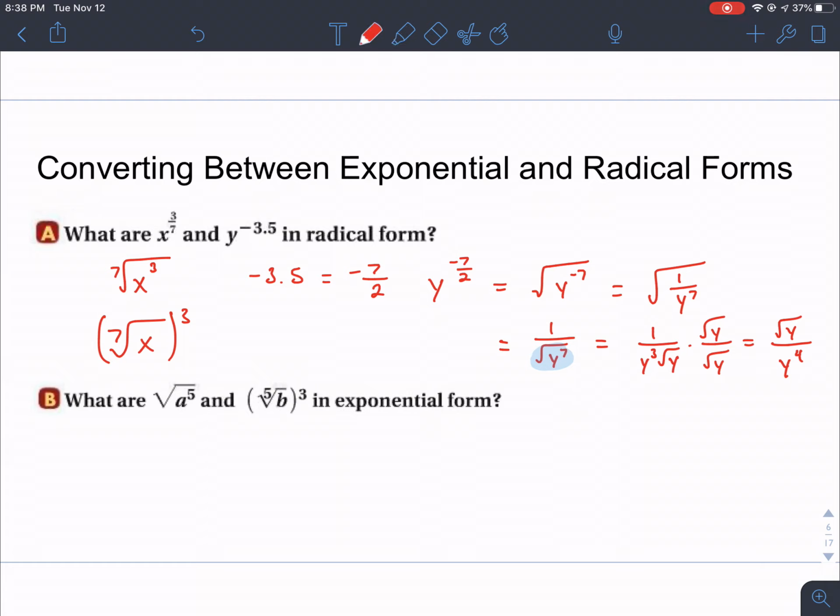All right, what about square root of a to the 5th and the 5th root of b cubed in exponential form? This is much simpler than what we just did. So keep in mind that the index, whenever you can't see it, is a 2. So this would be a to the 5/2 for the first one. And the second one is going to be b to the 3/5. Remembering that the index of your root goes into the denominator, your exponent goes into the numerator.